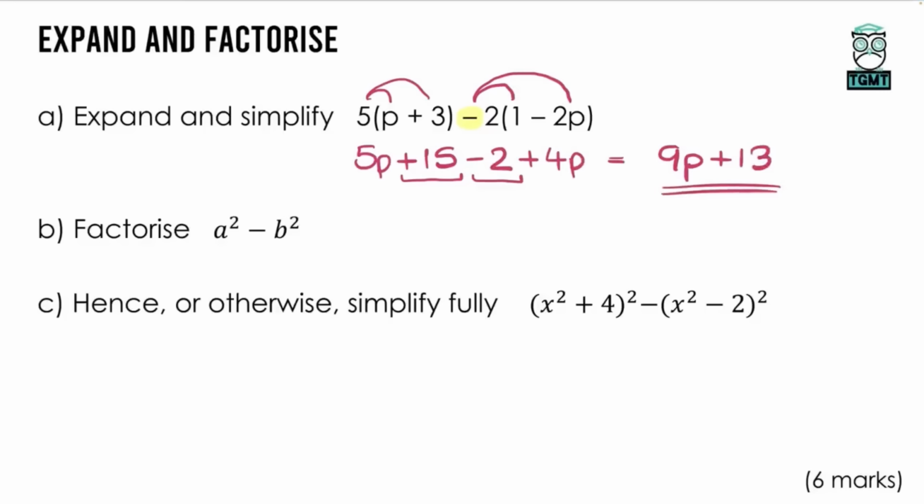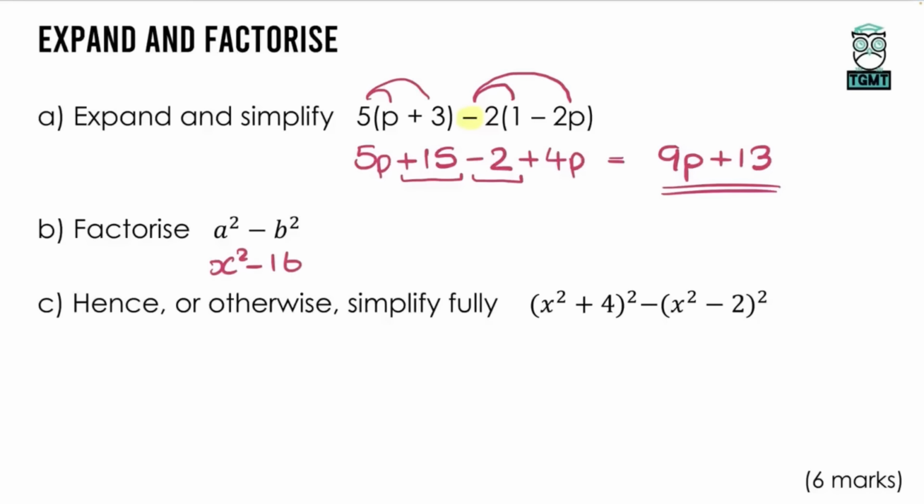Now this next part here is a little bit of a strange quadratic. We have a squared minus b squared. We're being asked to factorise that. Now this is very similar to a difference of 2 squares, a normal quadratic that we would see, something like x squared minus 16. And hopefully if you saw that one, you would know that that is x plus 4 and x minus 4 in the brackets.